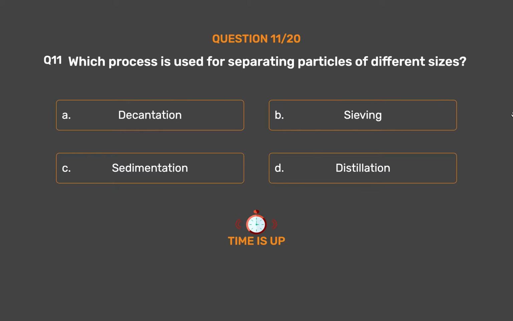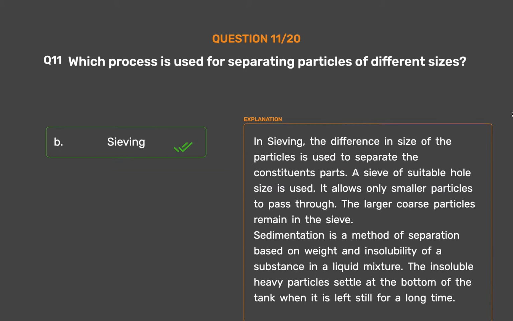The correct answer is Option B. Sieving. In sieving, the difference in size of the particles is used to separate the constituent parts. A sieve of suitable hole size is used. It allows only smaller particles to pass through. The larger coarse particles remain in the sieve.